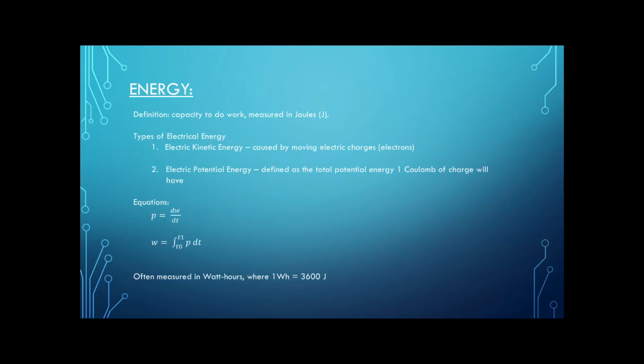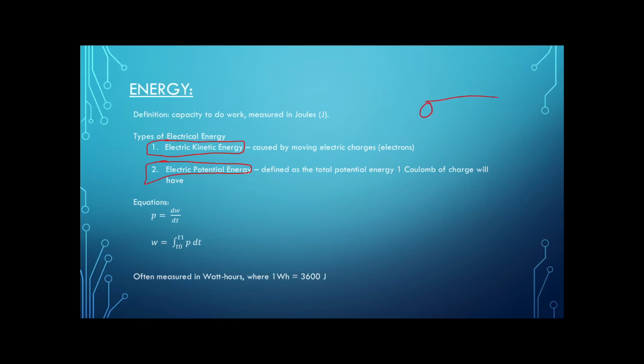Let's talk about energy. What is energy? Energy is the capacity to do work measured in joules. So what does this mean with reference to electrical energy? When we talk about electrical energy, it has 2 types. One is kinetic energy, which is electric kinetic energy. And the second one is electric potential energy. So what's the difference in these two?